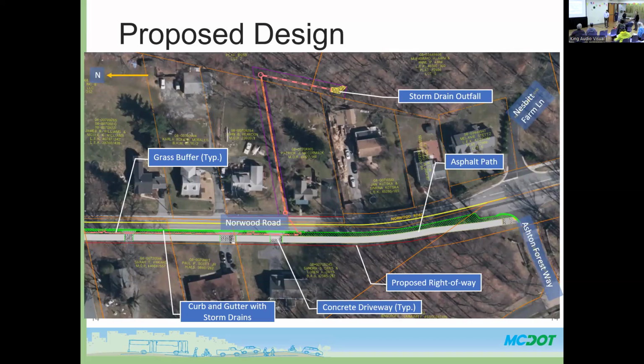Off the top of my head, the project is roughly around 1,500 linear feet. I would say it's probably about half that. There's already a lot of existing right of way that we're trying to utilize as much as possible.